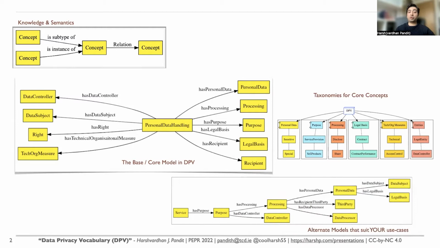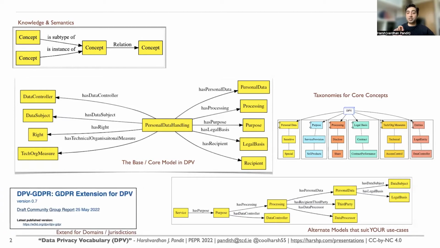Of course, you don't have to use this model if you don't like it, because you can reuse these concepts and create your own data model, which is applicable in your use cases. Such as here, we have a service that has a purpose, which has processing, and that processing defines what third parties are involved, what data processors are involved, what personal data is involved, and so on and so forth.